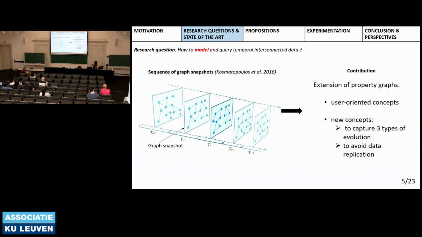So in response to these issues, we propose a data model completely in break with snapshots. More precisely, it consists in extending the property graph by redefining it with user-oriented concepts and by introducing new concepts to capture the three types of evolution we mentioned before, and also to avoid data replication.